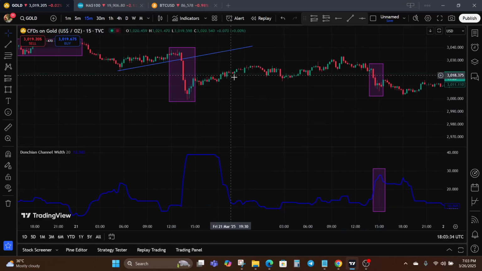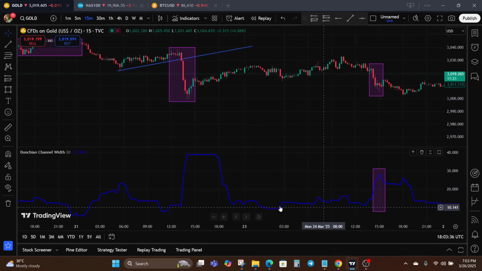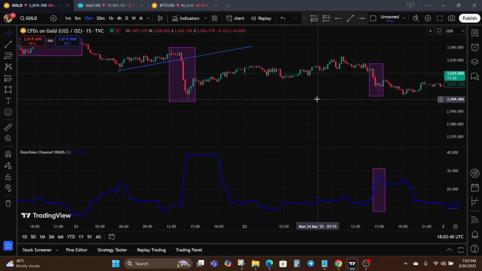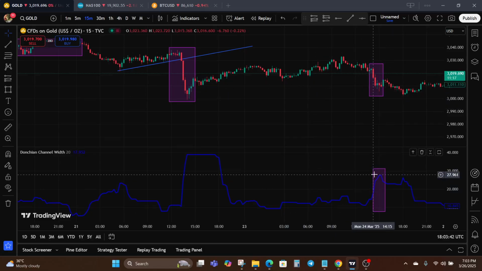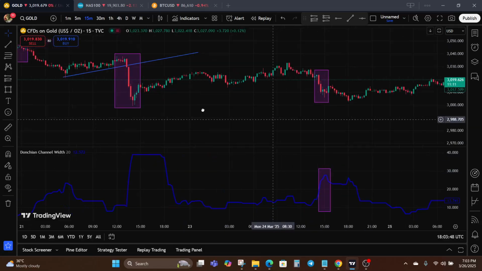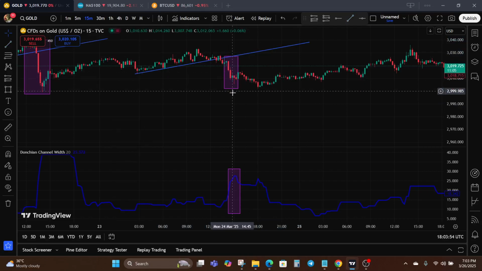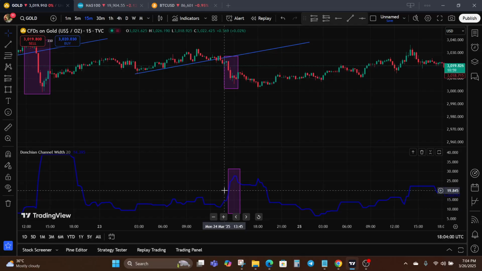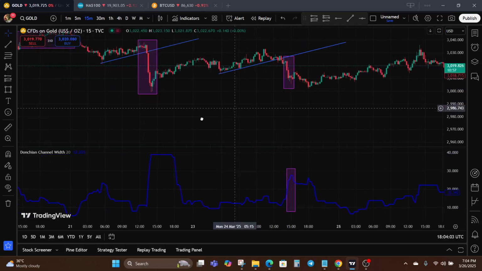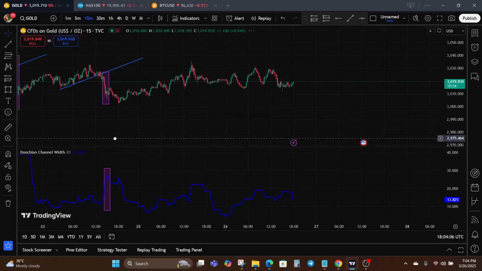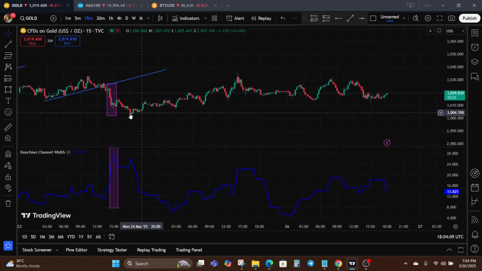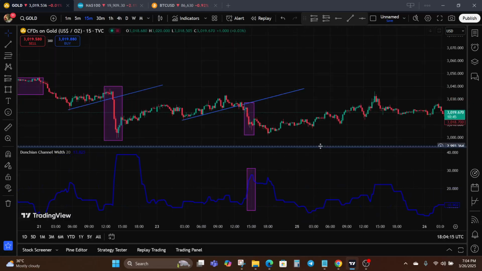So suppose that the Donchian Channel Width has been moving sideways, like what we can see here, for several days, signaling low volatility. Then suddenly you have a spike, and the price breaks above a resistance or below a support. In this case, it was below a support as the DCW rose suddenly. So this expansion confirms an increase in bearish momentum at the time. So it could be an ideal entry point for a breakout trade.